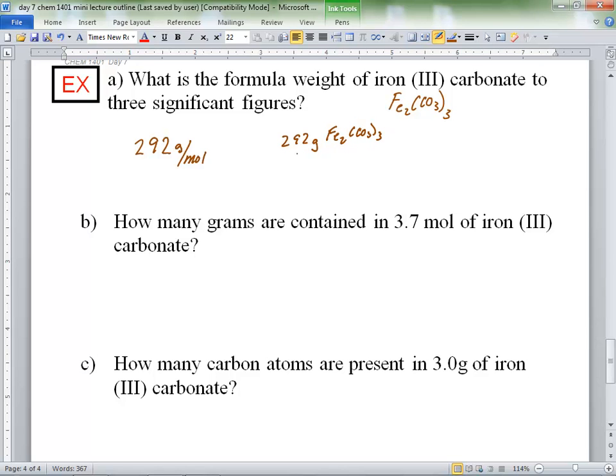and then, I don't know, it doesn't hurt. I mean, per what? Mole, keep going, of iron 3 carbonate. I mean, it looks like a lot of writing, but it's really going to save you a lot of time, I'm telling you. Okay, let's try this first one.